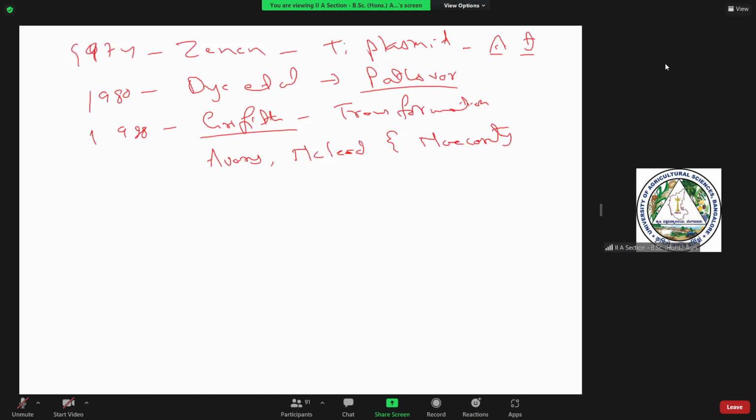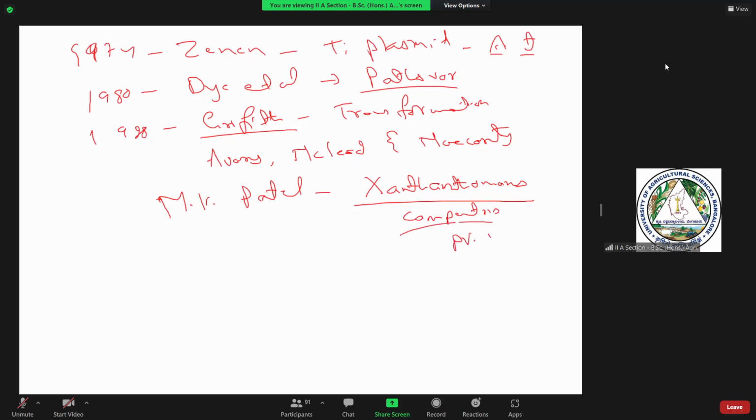Specific to the Indian condition, M.K. Patel worked on a disease caused by Xanthomonas campestris pv. Ipomoeae, a disease in sweet potato. Several other people also worked on that, but let us just stick to this one.